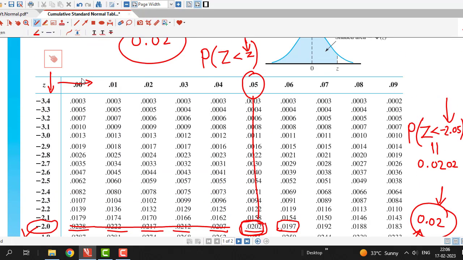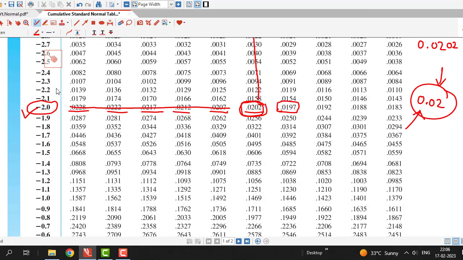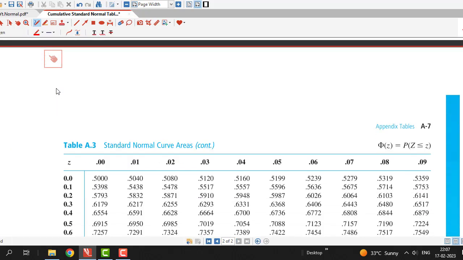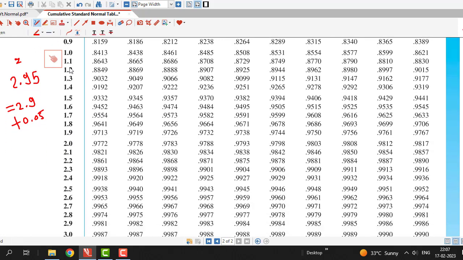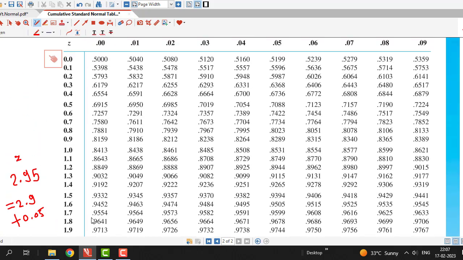So now here all these values of z are negative. We are interested in 2.95. So let's move ahead and search for 2.0 on this side. We have to find out the area corresponding to this value of z equal to 2.95. That we can rewrite as 2.9 plus 0.05. So I have to search for 2.9 in this left column. So 2.9 is here, and in the column headings I have to search for this 0.05.